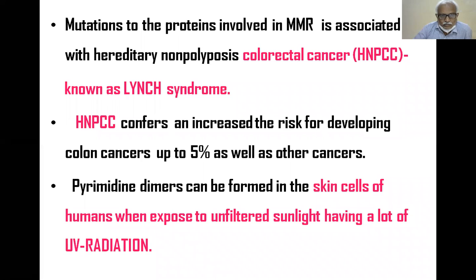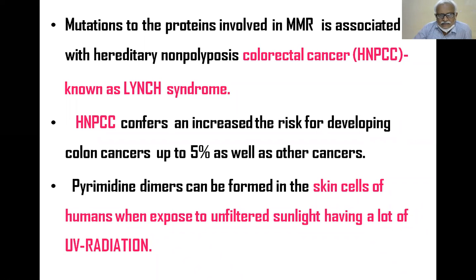Pyrimidine dimers can be formed in the skin cells of humans when they are exposed to unfiltered sunlight, having a lot of UV radiation. So when the school persons are working in the hot sunlight, they will be exposed to this unfiltered sunlight. They are working for the sake of their family. They should make both ends meet, and they should go home with some money. So the children and other family members may be properly taken care of.